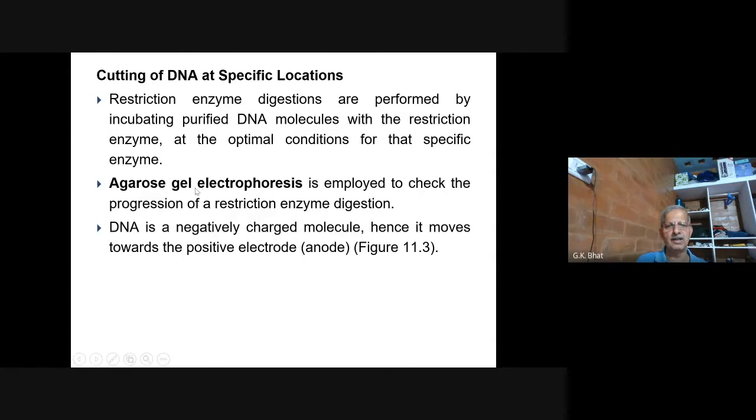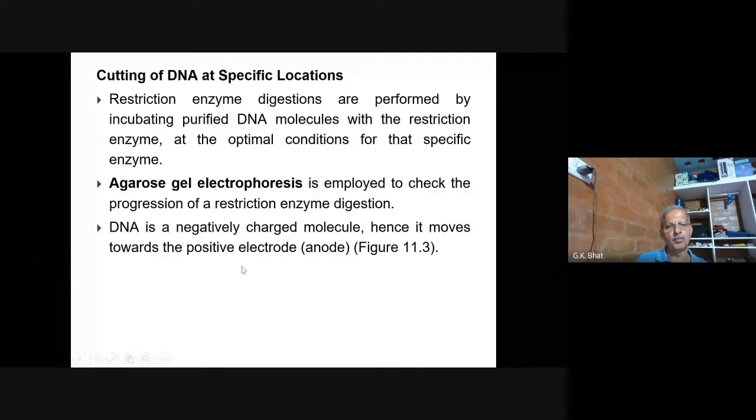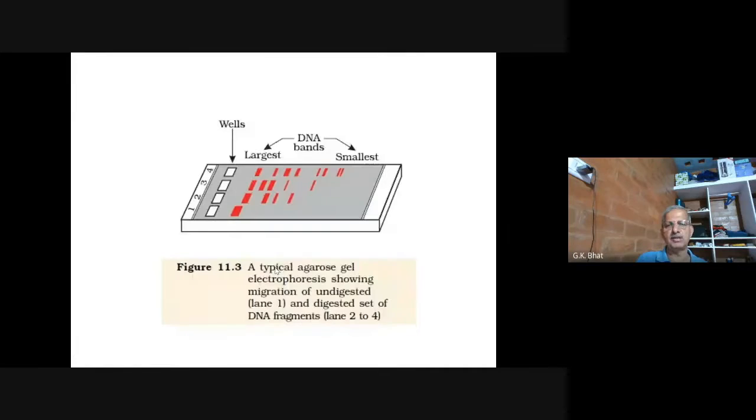I hope you understand. Agarose gel electrophoresis. What is done in that? We are cutting the DNA, and after cutting with the restriction enzyme, the cut pieces are put into the agarose gel so that we see that some of these run faster towards the anode or cathode. DNA is a negatively charged molecule, hence it moves towards the positive electrode or anode. You have seen this, am I right?